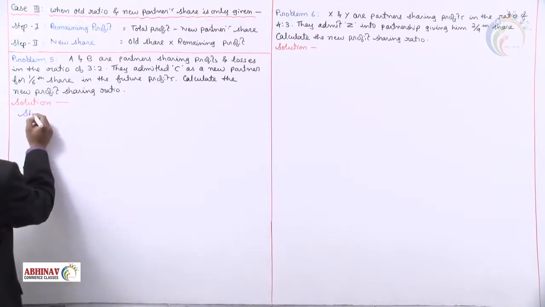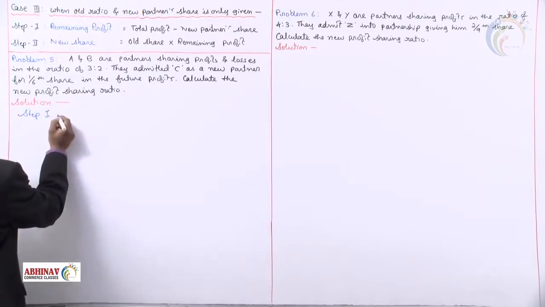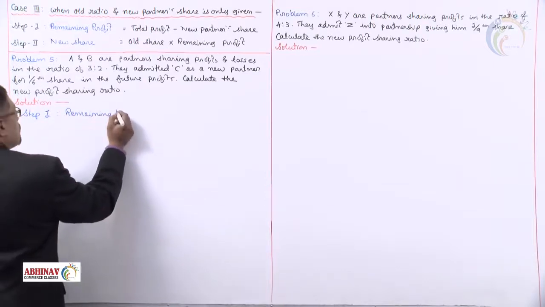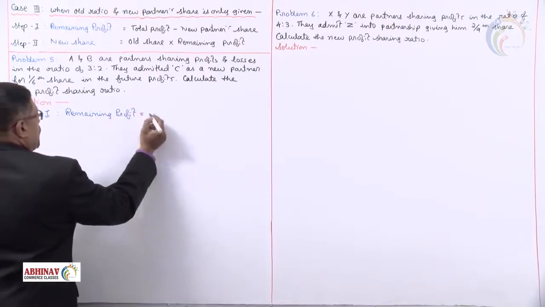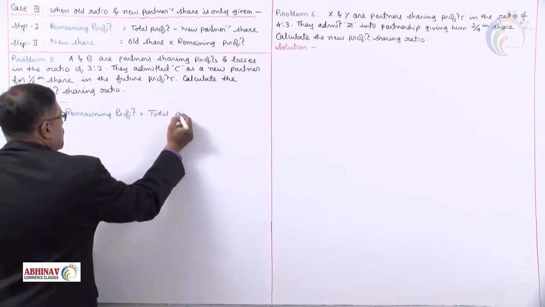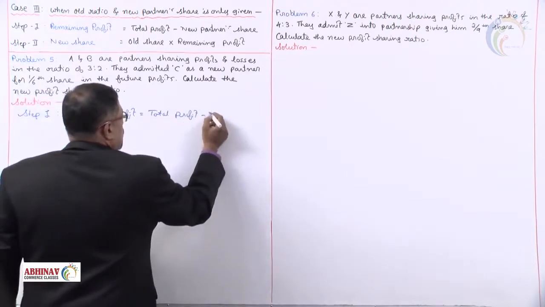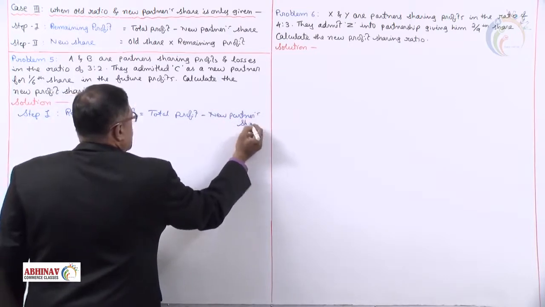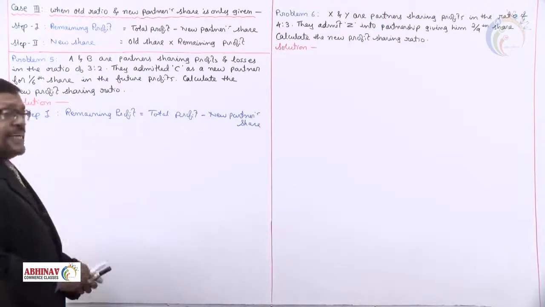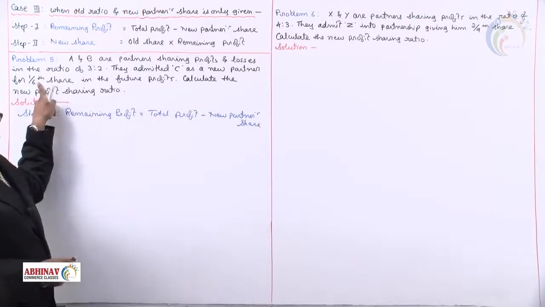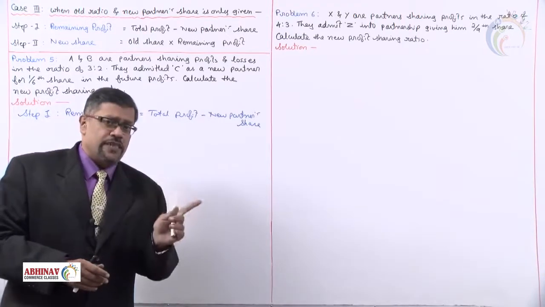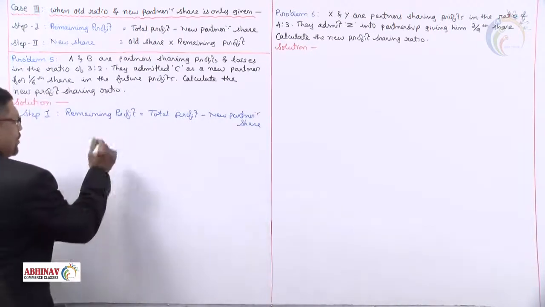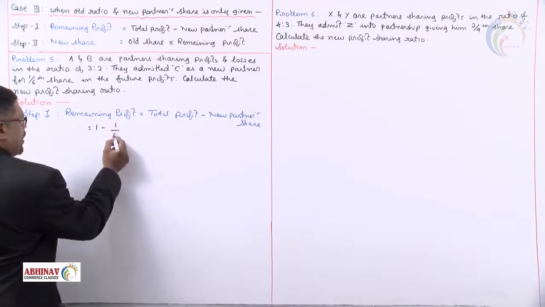First, step 1. What is step 1? We need to find out the remaining profit. Remaining profit is equal to total profit minus new partner's share. As I said, now see here, new partner share is 1/6. So as I said, when you minus 1/6 from the total profit, we take the total profit as 1 because we are going to minus a fraction. 1 minus new partner share.